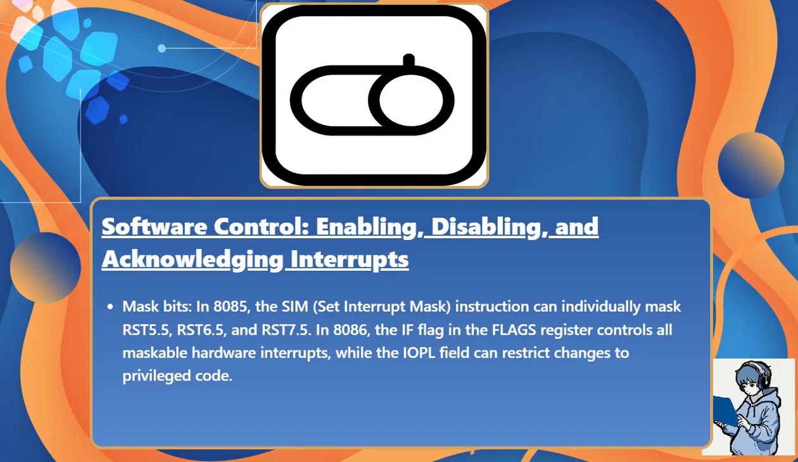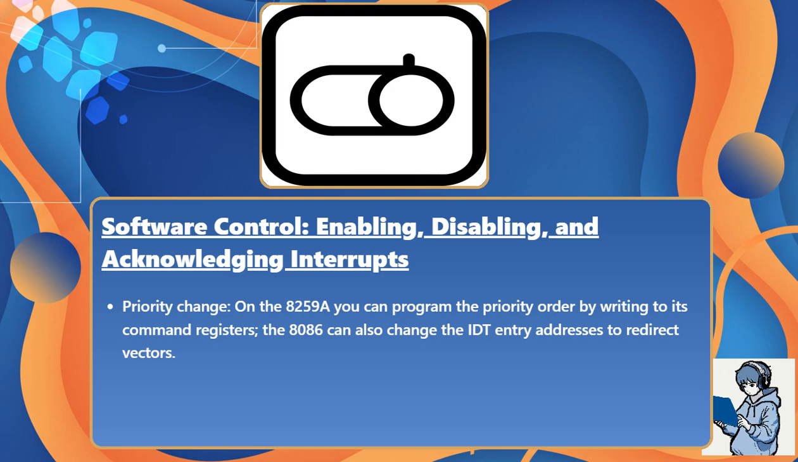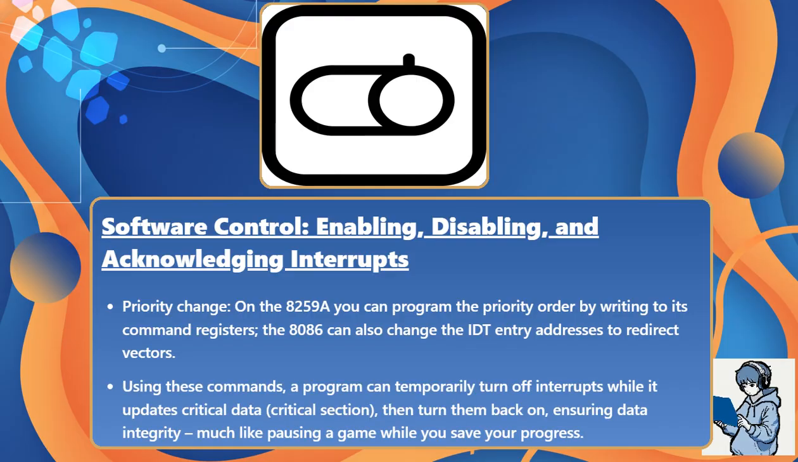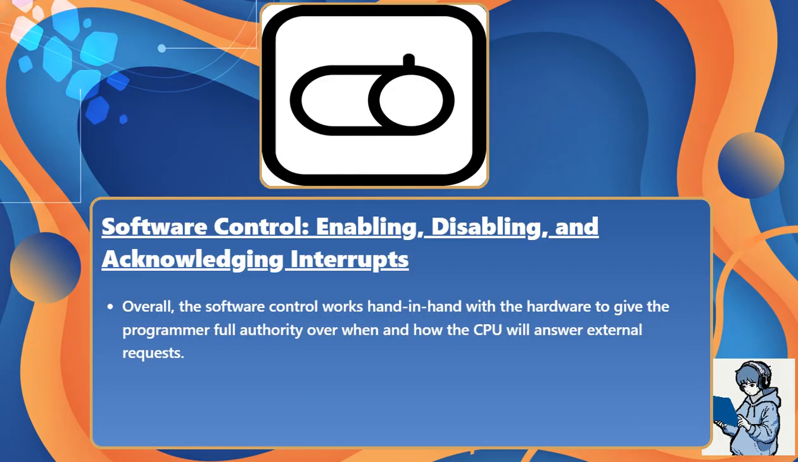changes to privileged code. Priority change: on the 8259, you can program the priority order by writing to its command registers. The 8086 can also change the IDT entry addresses to redirect vectors. Using these commands, a program can temporarily turn off interrupts while it updates critical data, then turn them back on, ensuring data integrity, much like pausing a game while you save your progress. Overall, the software control works hand in hand with the hardware to give the programmer full authority over when and how the CPU will answer external requests.